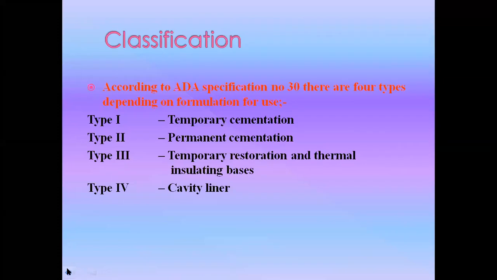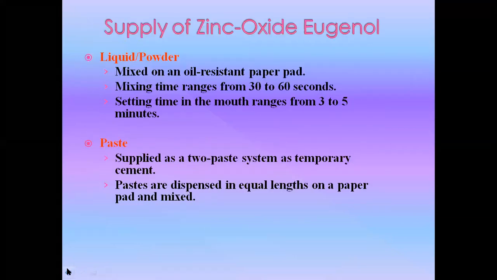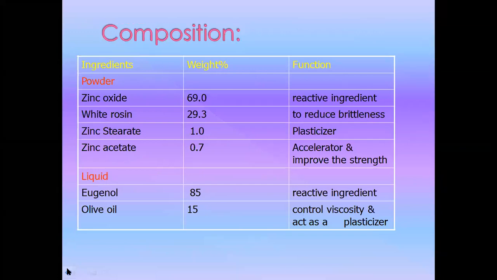Now, zinc oxide eugenol cement, you have four types: type 1, type 2, type 3, and type 4. Type 3 is also called intermediate restorative material, IRM. Remember that, which is used for cementing temporary crowns after tooth preparations. Type 1 is a temporary restorative material, type 2 is a permanent cementation material, and type 4 is a cavity liner.